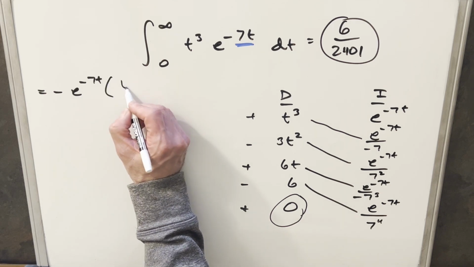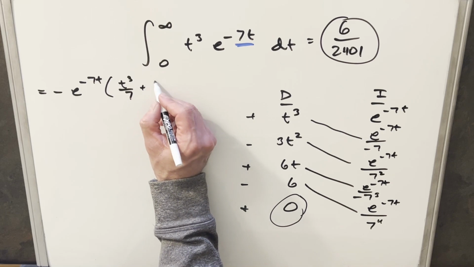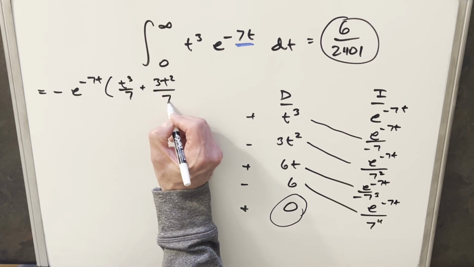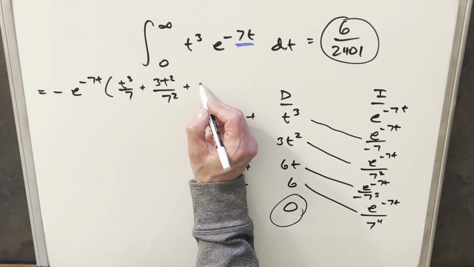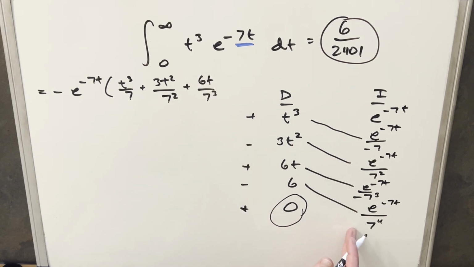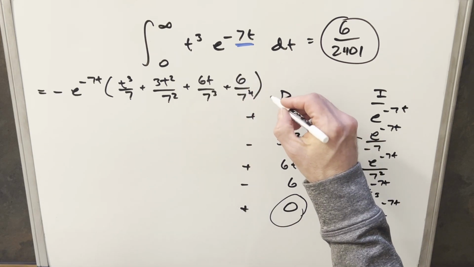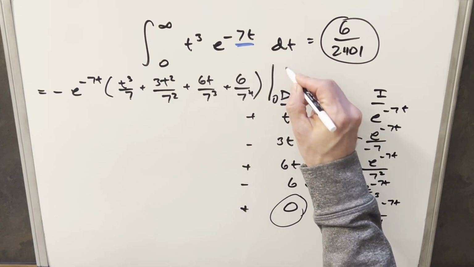And so doing that, for the first term, we're going to get t cubed over 7. Then we're going to have plus 3t squared over 7 squared. Then we'll have plus, over here we'll have 6t over 7 cubed. And then the last one's going to be just a plus 6 over 7 to the 4th. And we just need to evaluate this whole thing from 0 to infinity.